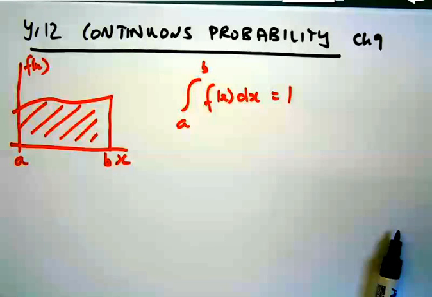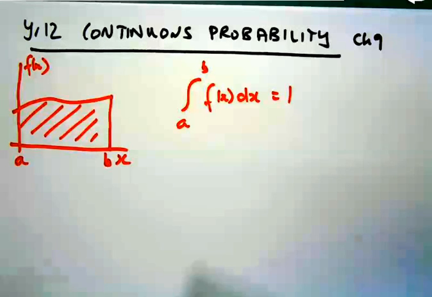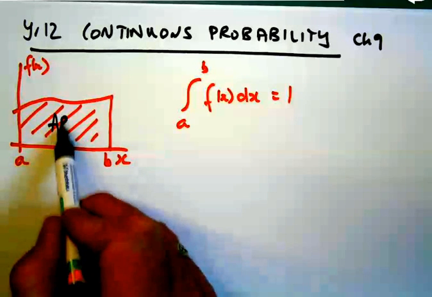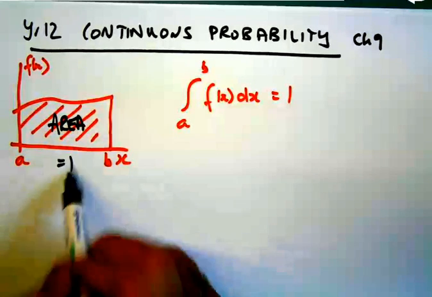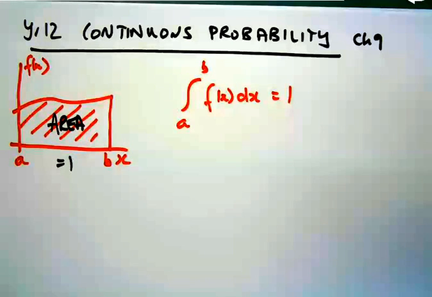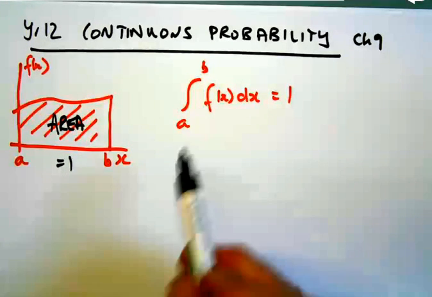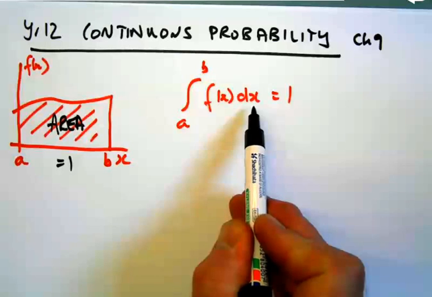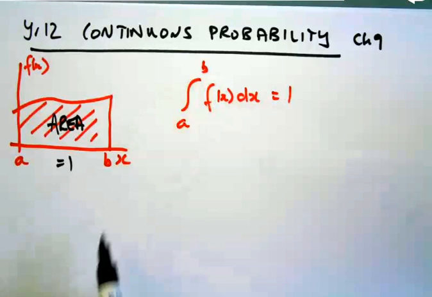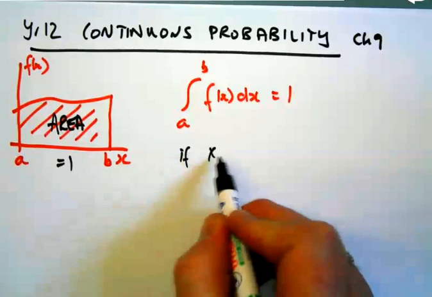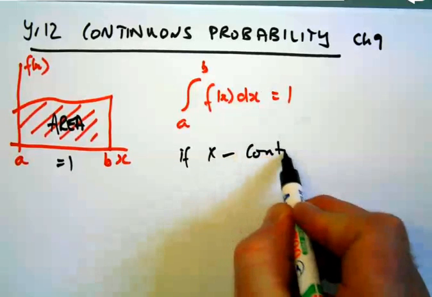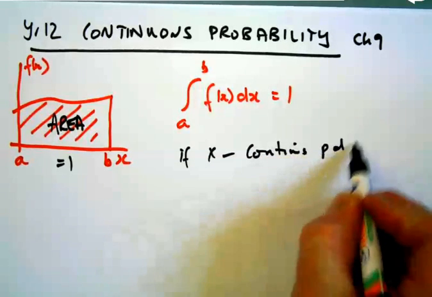This is for Year 12 Probability, Chapter 9, Continuous Probability. The essence of this is that the probability is the area under the curve, that this area in here will equal 1, and that will be the total probability. So the integral of f of x dx from a to b has to equal 1 if x is a continuous probability density function.